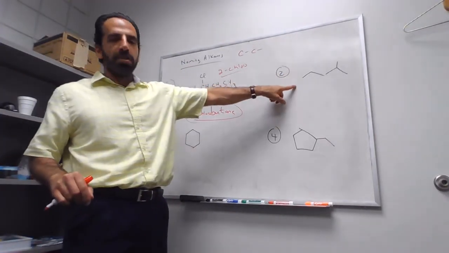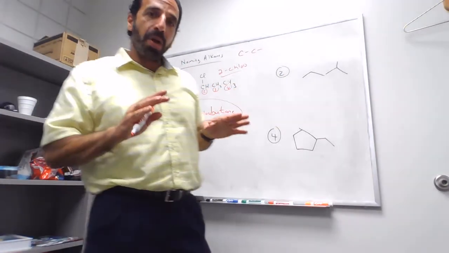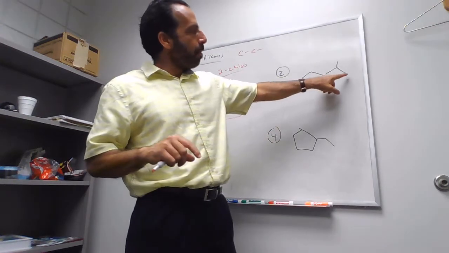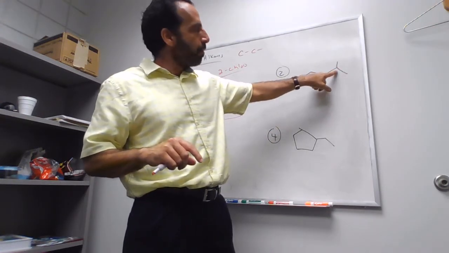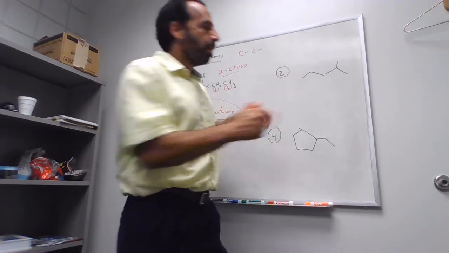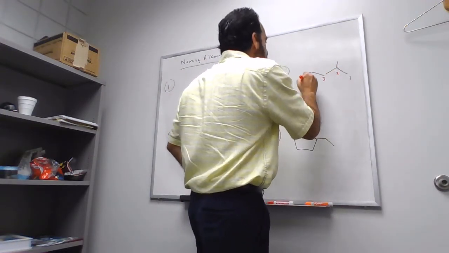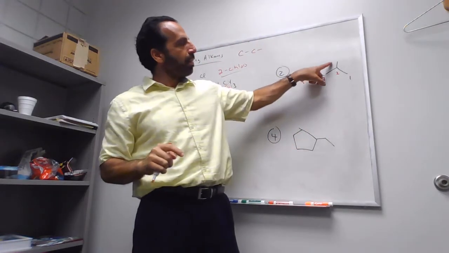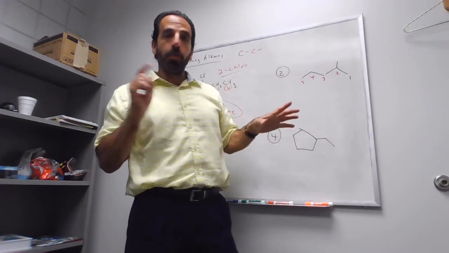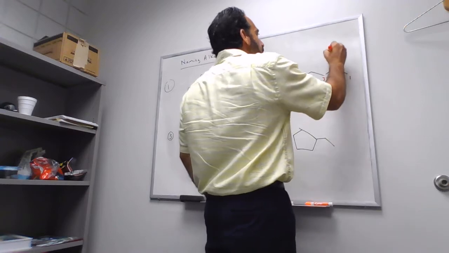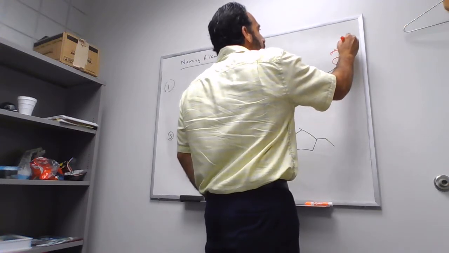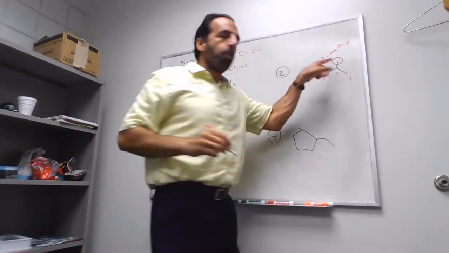So let's take a look at this. This is a skeletal form. In this case right here, I'm going to call this carbon number 1, number 2, number 3, number 4, number 5. So 1, 2, 3, 4, 5. And the reason is this group right here is a methyl group, that's the methyl substituent. So this is a methyl group. That's going to be on carbon number 2.